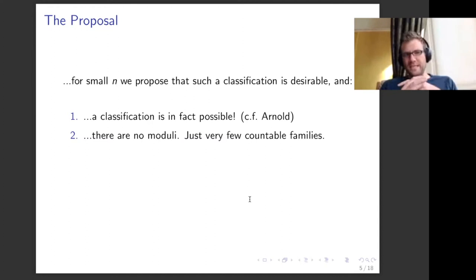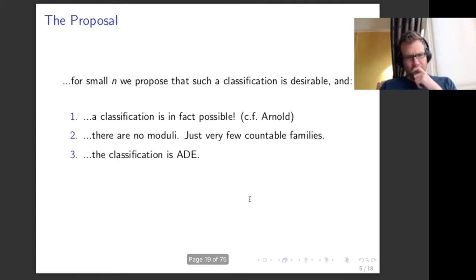The second part of the proposal, which is pretty outrageous, is that there are no moduli. If you think back to what your typical element in the free algebra looks like, there are a lot of continuous parameters in that choice. But we're claiming, at least for small n, that there are no moduli, no continuous parameters, just a very few countable families. That's only backed up by evidence. We have no philosophy a priori to expect that.